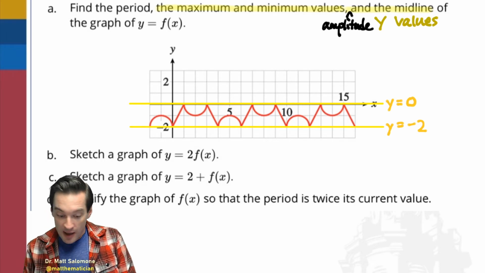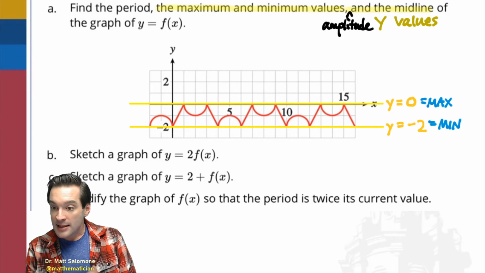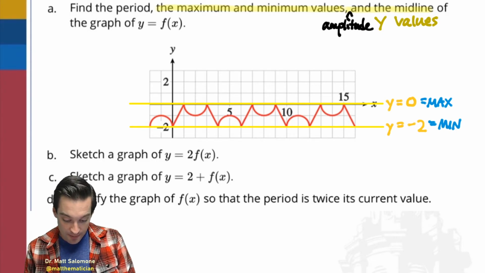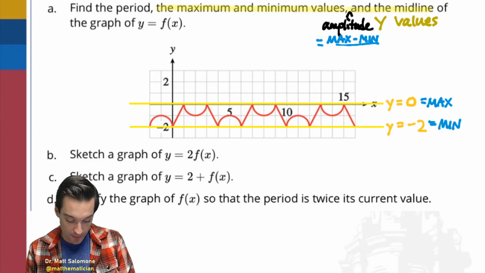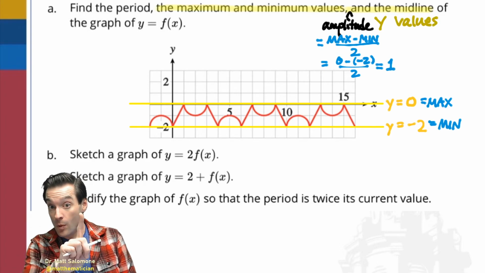And so my maximum value for this periodic function is 0. My minimum value for this periodic function is -2. And so if I want to know the amplitude and the midline, I can find both of those things. Amplitude is half of the difference, max minus min, over 2. Right? And so it's 0 minus -2, all divided by 2. Do that out, I'm going to get 1. So the amplitude of this periodic function is 1.